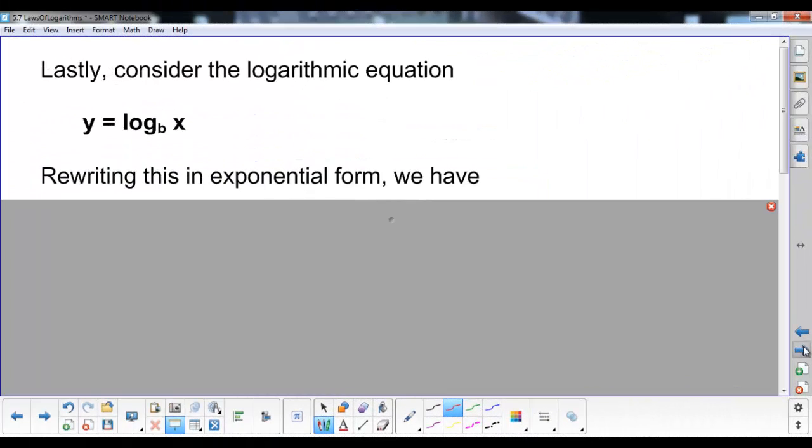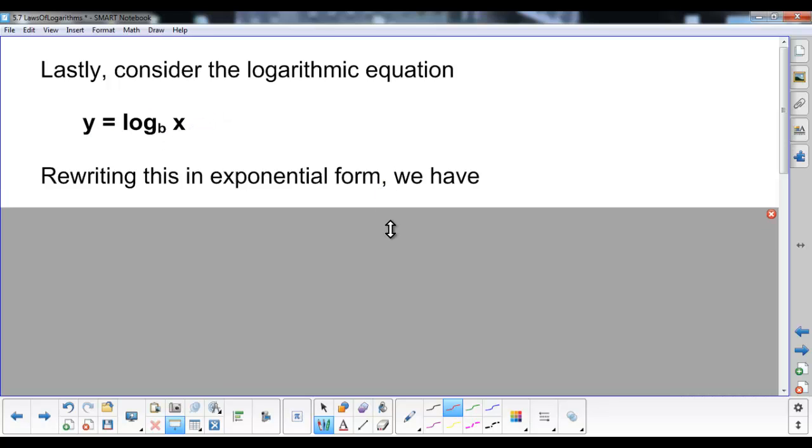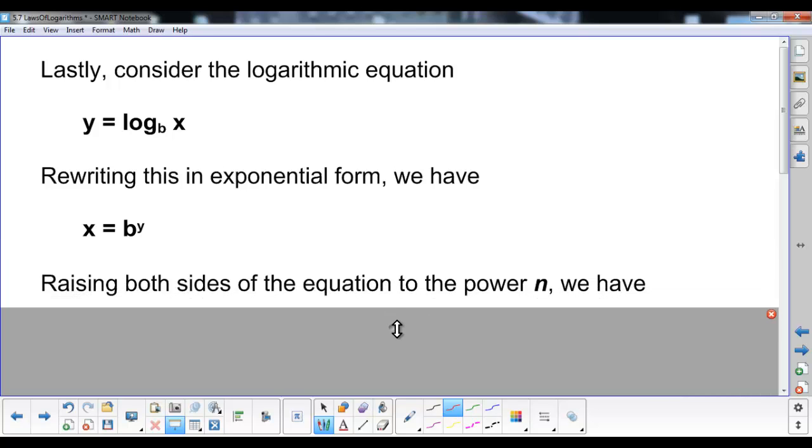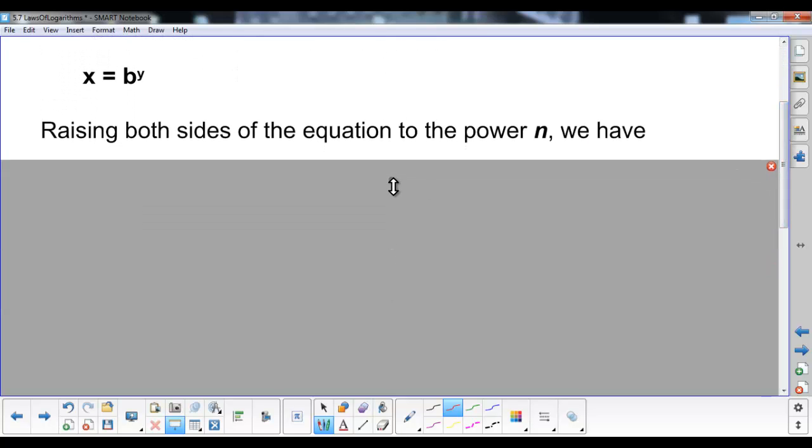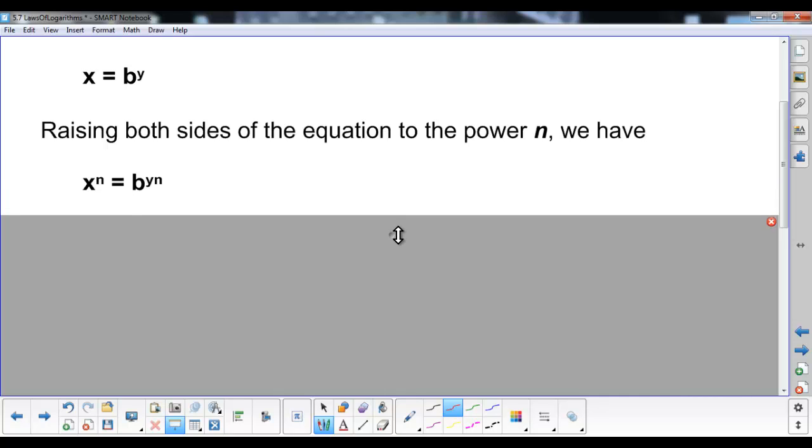If we take a look at y equals log x base b, what we want to do is write this in exponential form. So our base to the power of y equals our argument x. Now for our next step, we're going to raise both sides of the equation to the power of n. So if we did that, we'd have x to the power of n, and then b to the power of y times n.